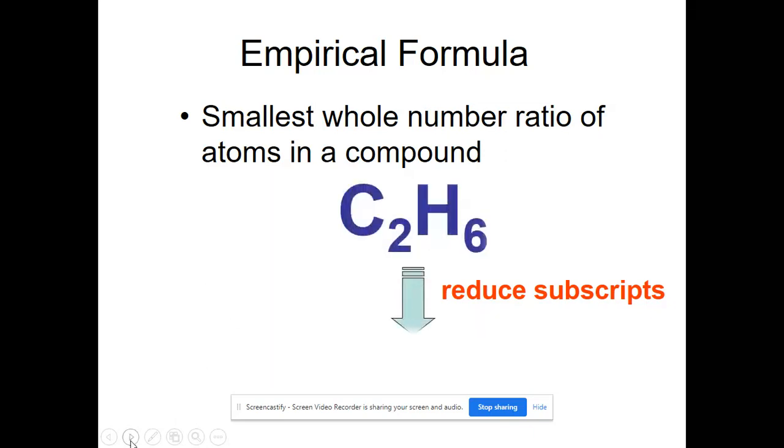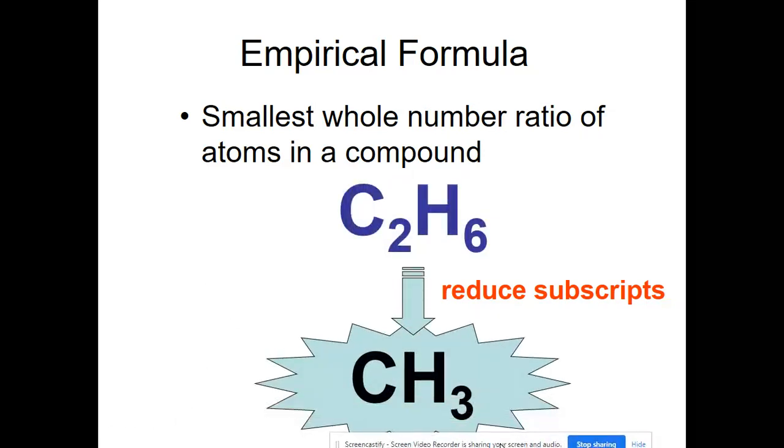So here we have a formula for a molecular compound, C2H6, which shows you the actual number of atoms. If we were to reduce that to the lowest whole number ratio, this second formula would be the empirical formula. So we're going to go over how chemists determine this from experimental data.